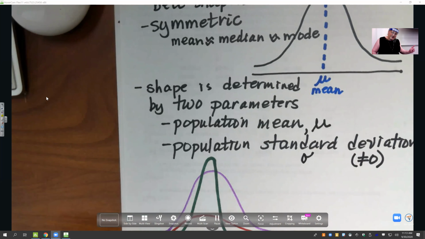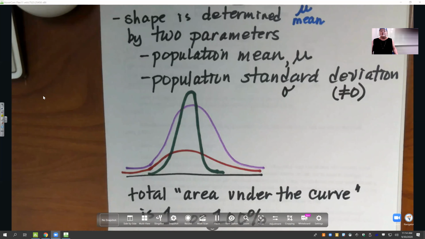So whenever you're looking at these problems that we're going to see in this course, you have to be told the mean and the standard deviation. Otherwise, you cannot work the problem.